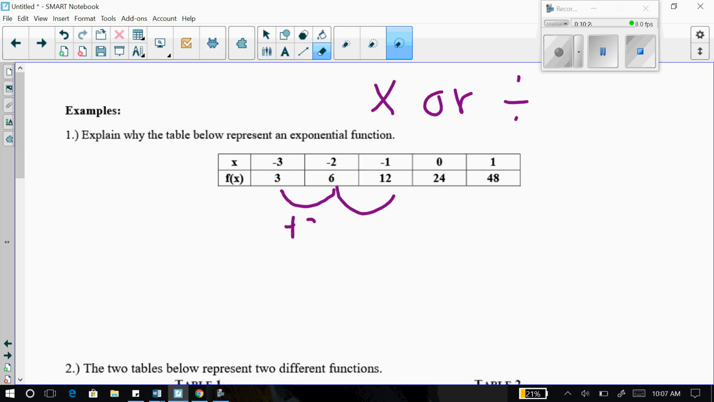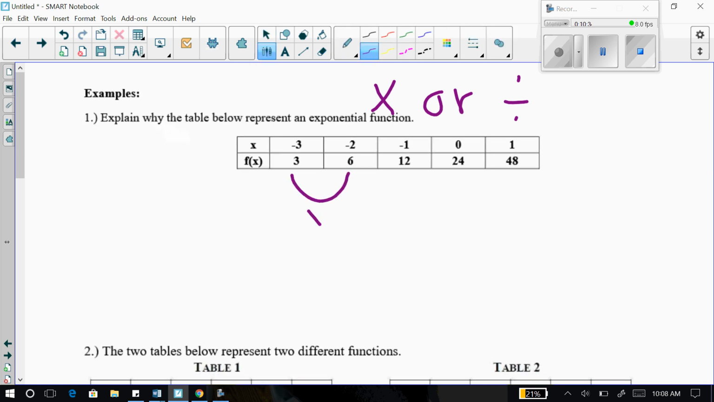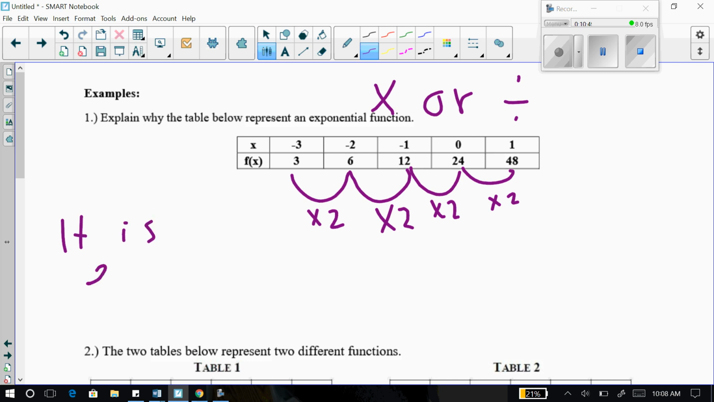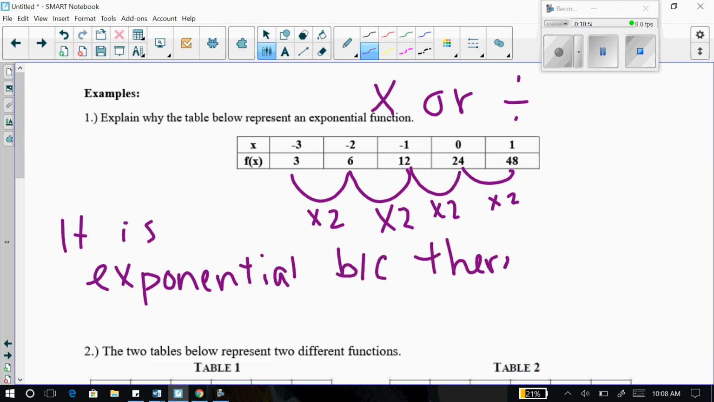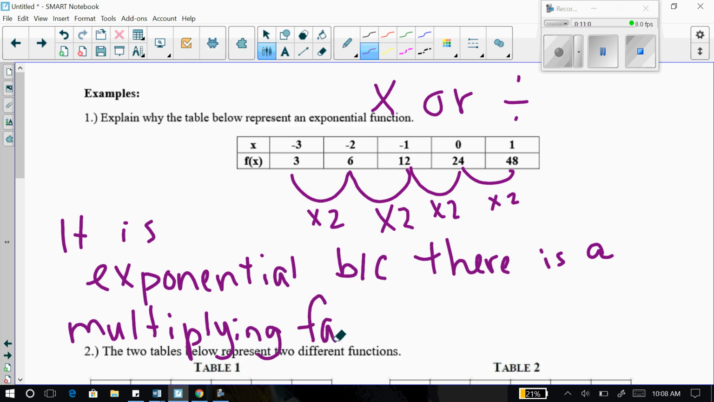So we try to make it exponential. 3 times 2 is 6. 6 times 2 is 12. 12 times 2 is 24. And 24 times 2 is 48. So it is exponential because there is a multiplying factor of 2.